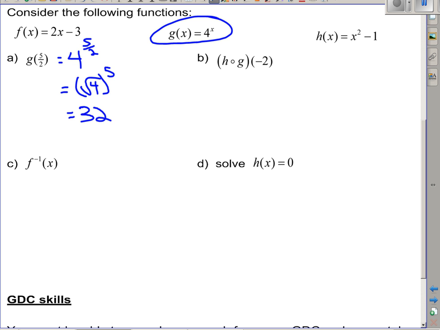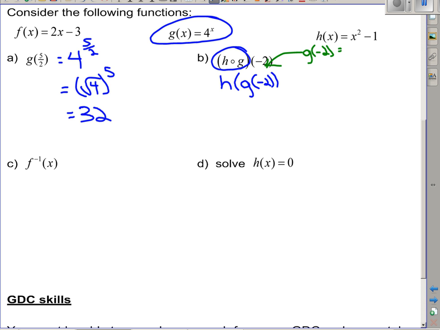Let's write that a little nicer. Alright, this notation here you have to be familiar with. It means h following g. So this really means h at g at negative 2. Just like regular expressions, you're going to work from the inside out in your brackets. So we'd need to figure out what g at negative 2 is.